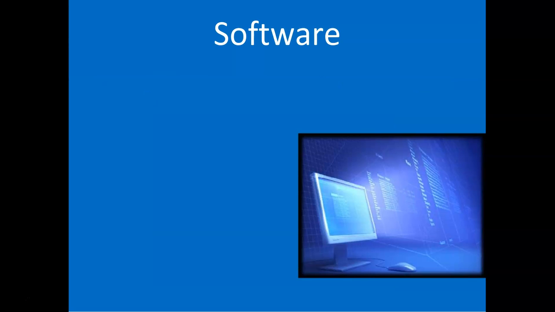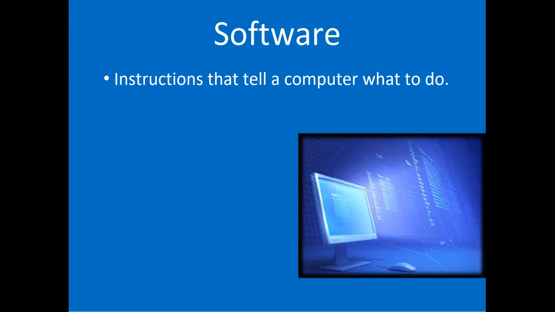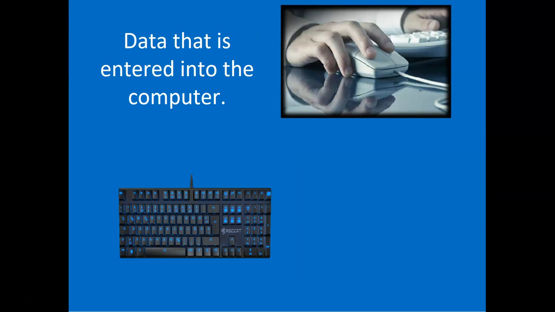Which would mean, think about it, software would probably be what? The opposite, right? So hardware I can touch, software I can't. This is going to be everything that's inside of the computer. It's going to be the instructions that actually tell a computer what to do. So inside of the computer, you have software, and that's how the computer knows what it wants you to do. And so data that is entered into the computer is considered input.